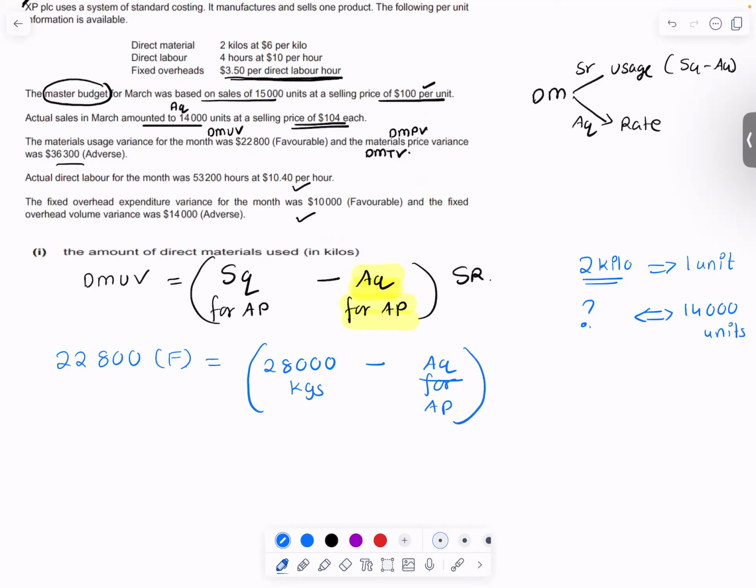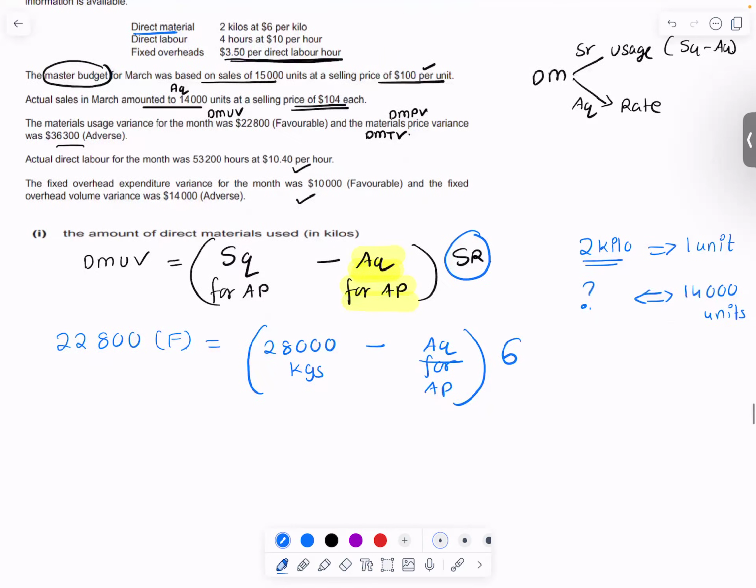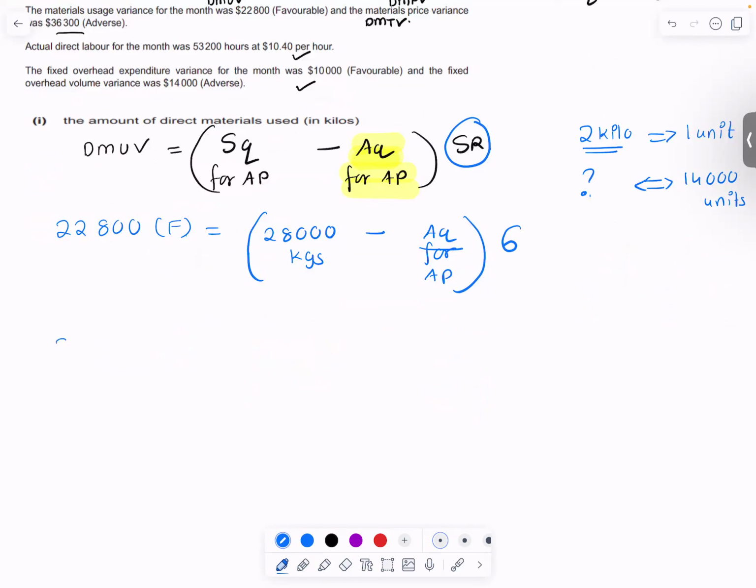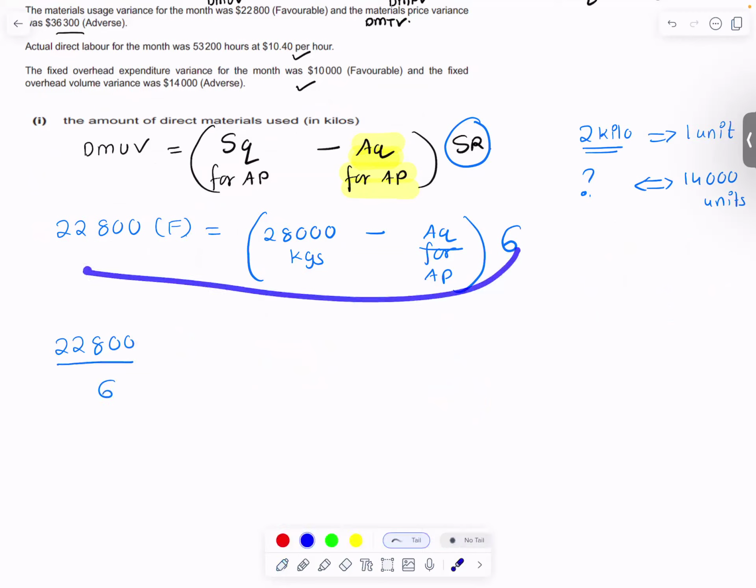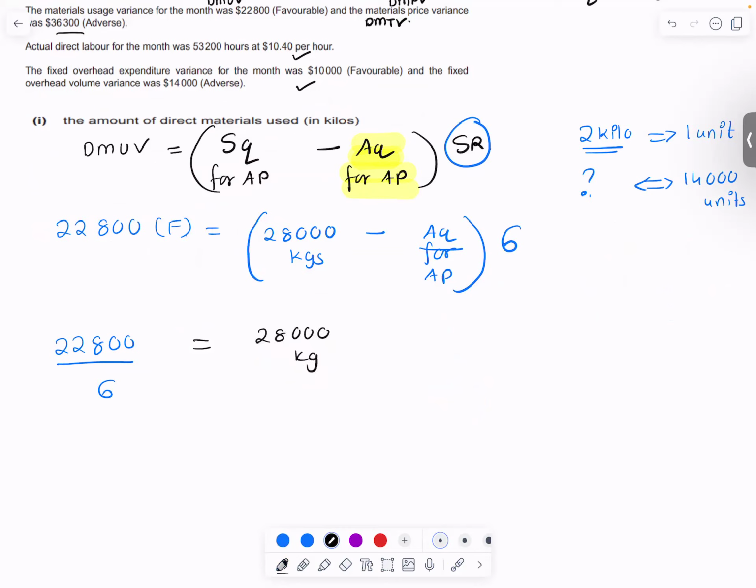What is the standard rate? The standard rate for direct material is $6. Now, I can do the cross multiplication: 22,800 divided by 6 into 28,000. This will be equal to 28,000 kgs minus actual quantity for actual production.